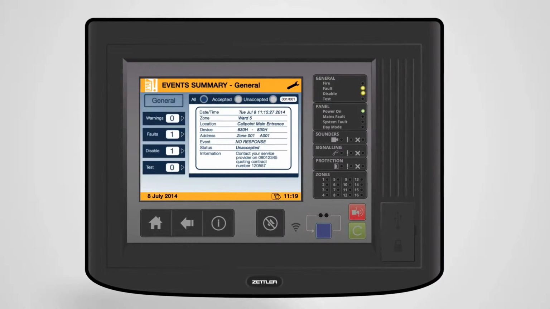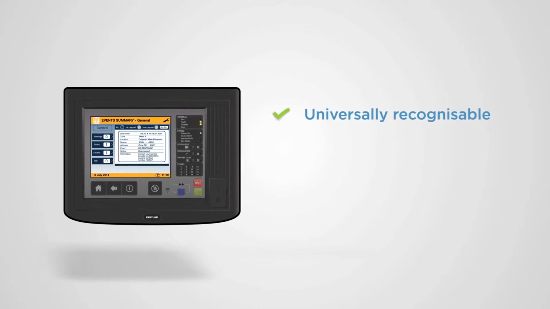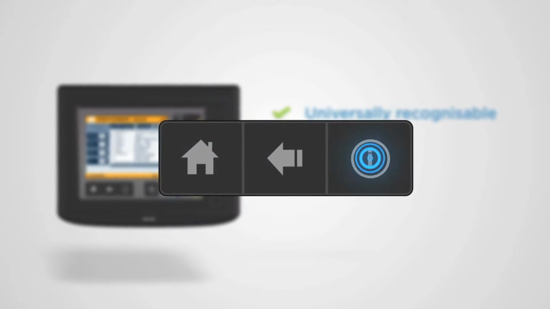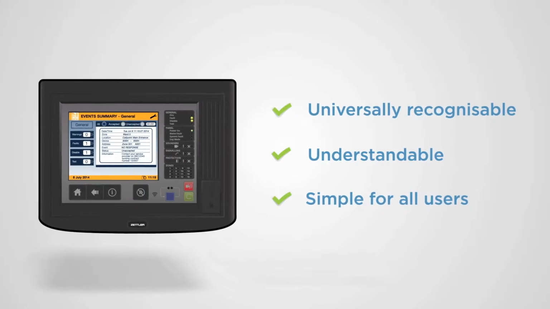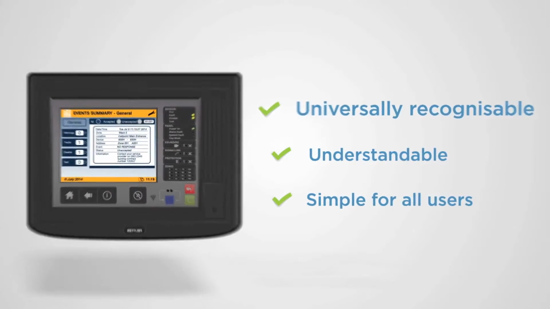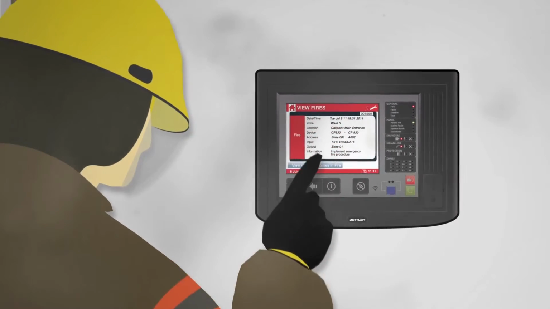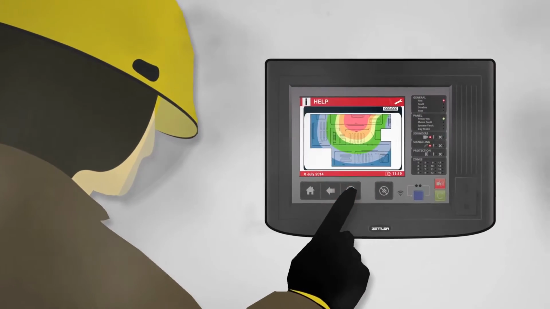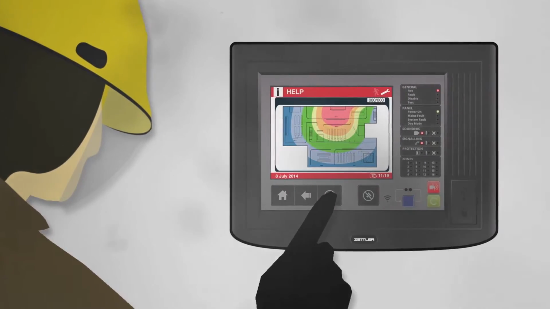The easily navigated logical display features universally recognizable buttons such as Home, Info, and Back, which makes Profile understandable and simple for even first-time users. The resistive technology behind Profile's display means that the panel can be operated even when wearing gloves. In the case of a firefighter, this feature is extremely valuable.